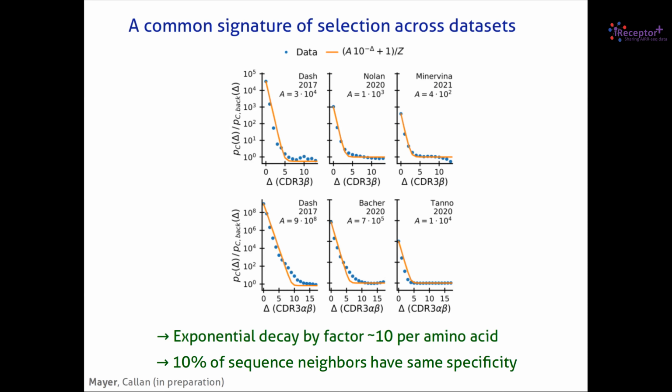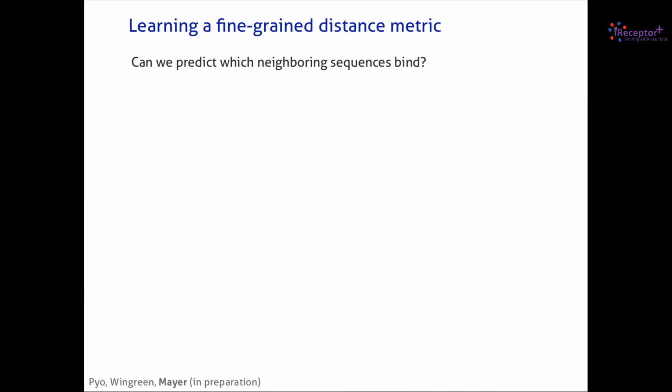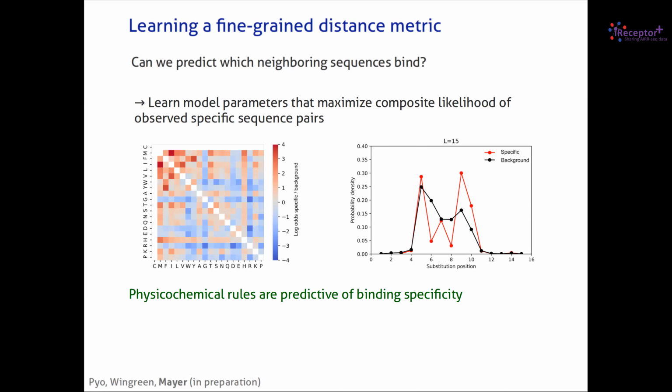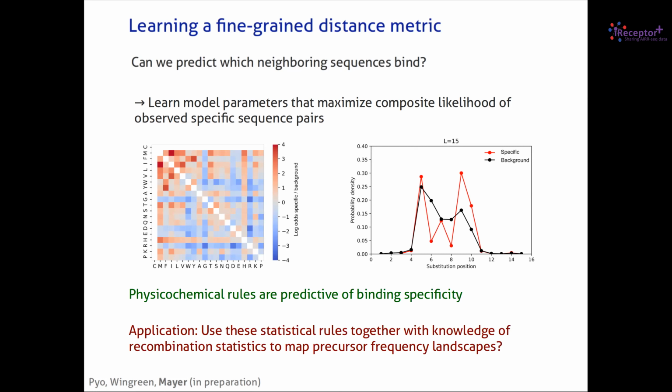And so one way that one can refine this is to ask, out of all these neighboring sequences, can we actually predict which of them are more likely to bind? And it turns out that we can use this coincidence counting framework to set up a rigorous composite likelihood maximization framework where we can learn model parameters of a distance metric that maximize the composite likelihood of observing specific sequence pairs. What we found in doing so is that there are physical-chemical rules about substitutions, what kind of amino acids are substituted with each other, and at what positions within the hypervariable regions, that are predictive of specific binding. And the application of these more fine-grained distance metrics hopefully will be to use these statistical rules together with the knowledge of the recombination statistics to map precursor frequency landscapes.